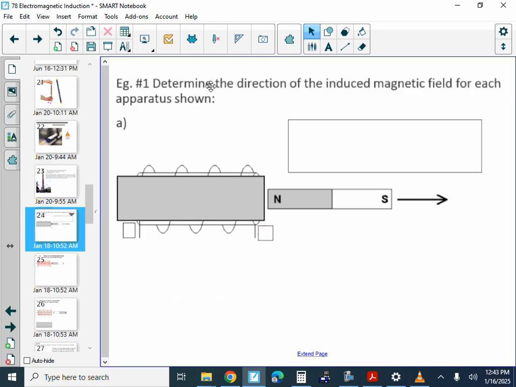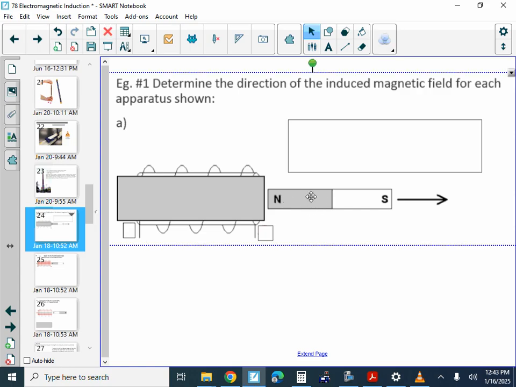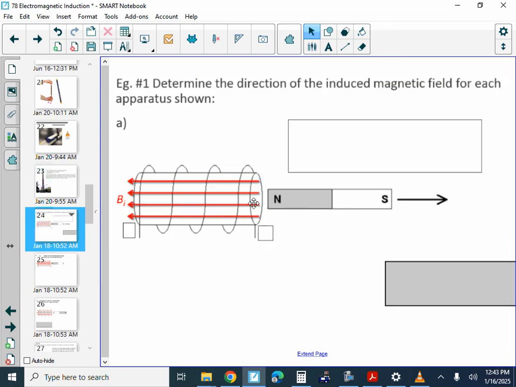It says determine the direction of induced magnetic field for the apparatus. They're showing pulling this away, which means we'd have a magnetic field induced here that would try to oppose that pull away. And so in there would have to be a south. I'll write it in here to show: this is a south that gets induced, and a north on that end.